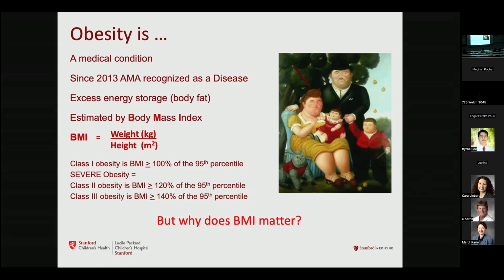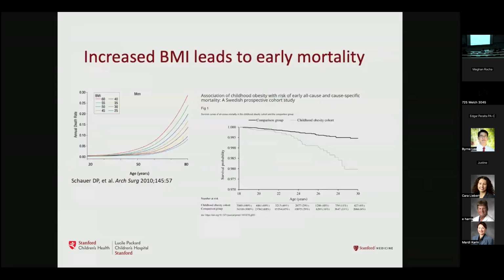So why does BMI matter? It doesn't matter if you're really tall or really short. But why does BMI matter? BMI matters because increased BMI leads to early mortality. And this is true in adults. This is an estimation of the adult population calculated by Dr. Schauer. And then this is actually a Swedish obesity study in childhood, which showed that as early as age 20, you start to see a divergence in the line of survivability in children with obesity versus normal weight children.